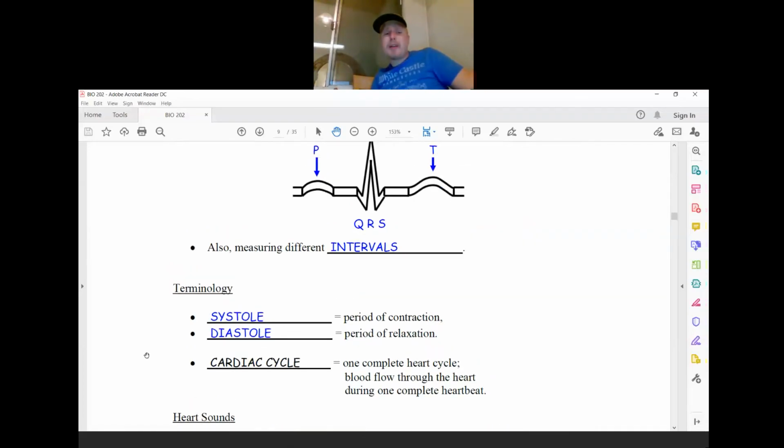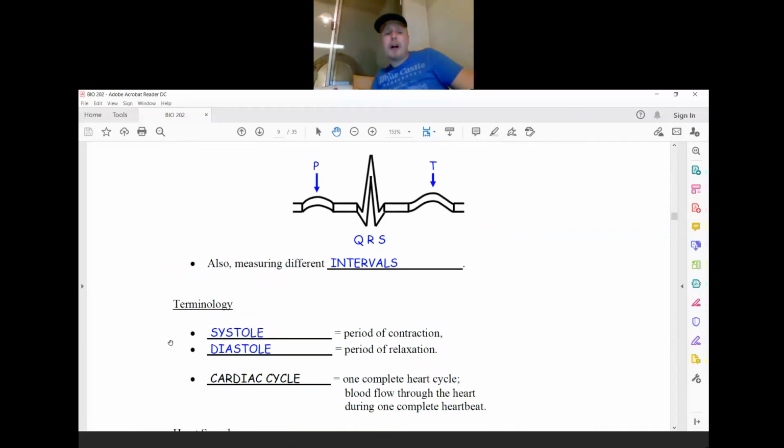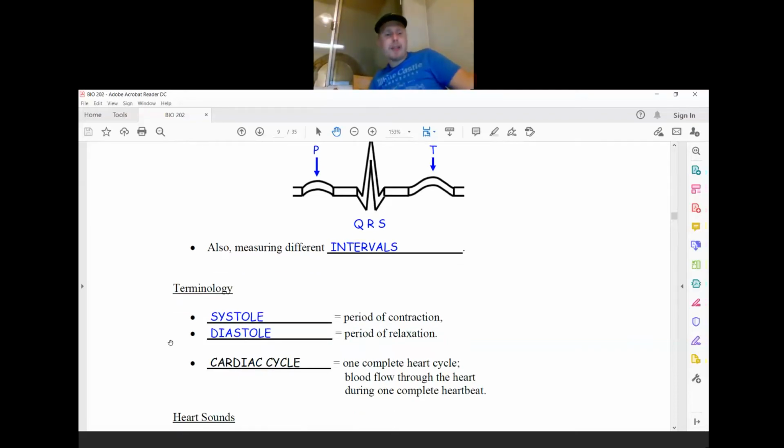A couple of terms are important for us to know about the heart. You remember systole referred to the period of contraction, and diastole to the period of relaxation. And a single cardiac cycle was one complete cycle of the heartbeat. So the blood flows through the heart during a cardiac cycle. That's one complete heartbeat that we're noticing in a single cardiac cycle.